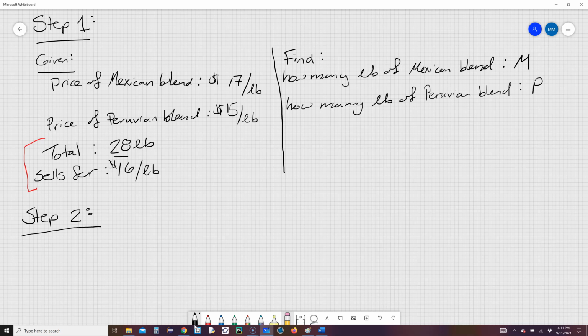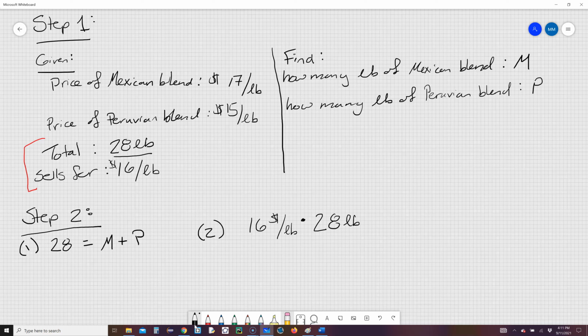We start by recognizing that we want a total of 28 pounds of blended coffee, and that is going to come from however much Mexican I mix with Peruvian. So the easy equation is out of the way, or well, relatively easy. The second one, we're going to go back to our unit analysis. We had $16 per pound, and we're making 28 pounds of that.